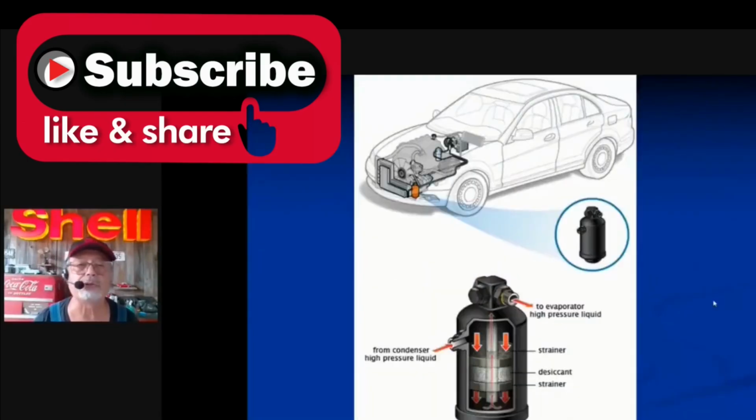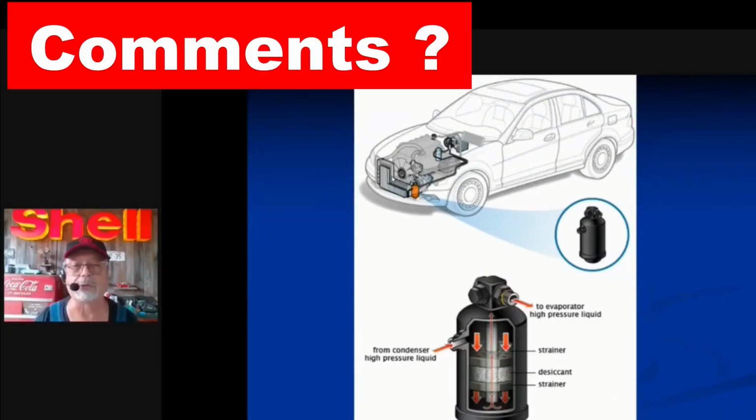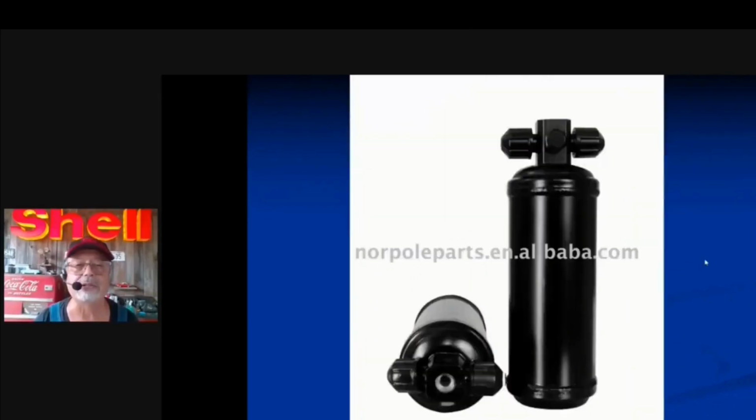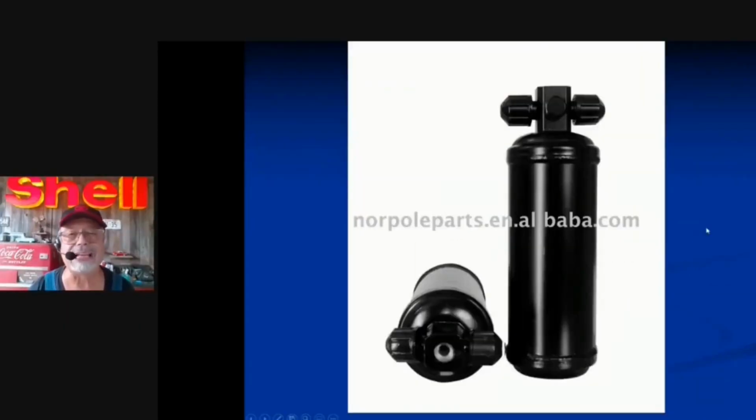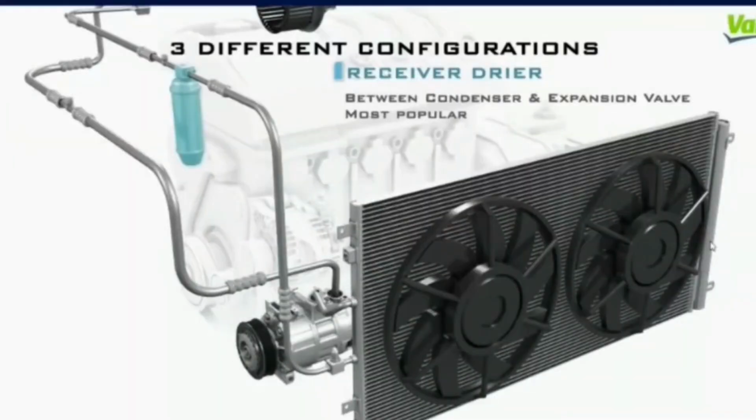Okay, dryers used to be located there. No telling where the dryer is. I'm headed somewhere with this. The dryers used to be near the condenser, and they used to look like this, but boy, have they changed. Where's the dryer on this one? It's in the middle, the pointer. The dryer is in the middle of the liquid line.